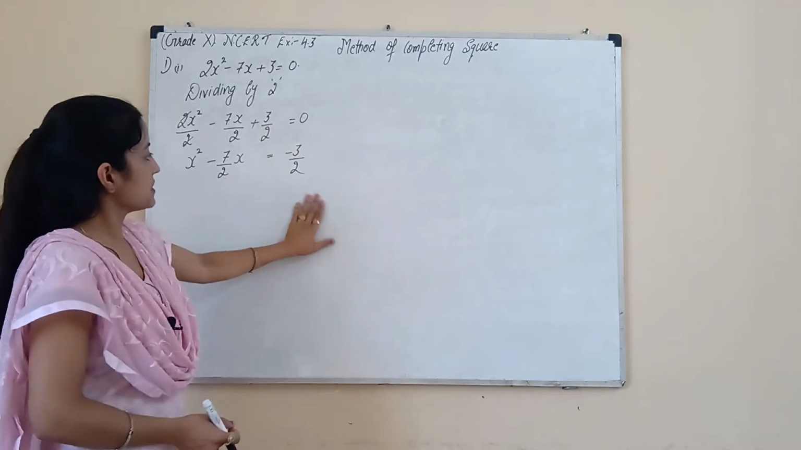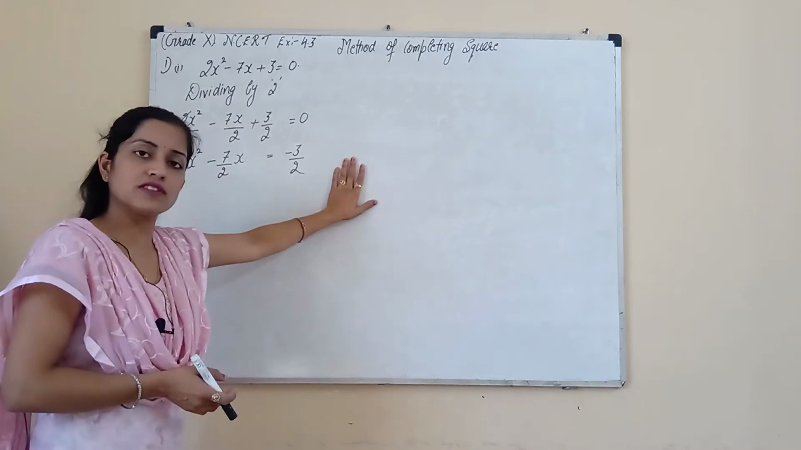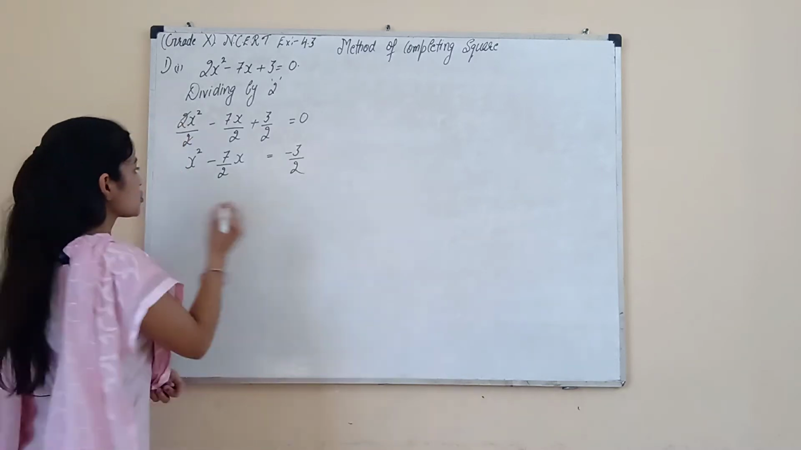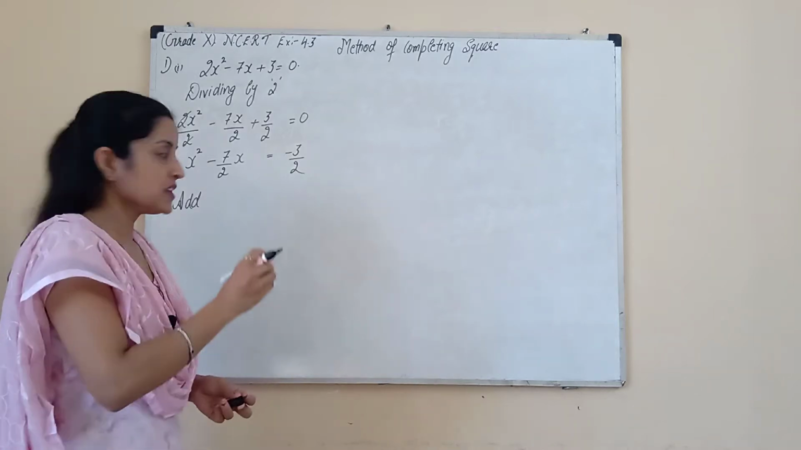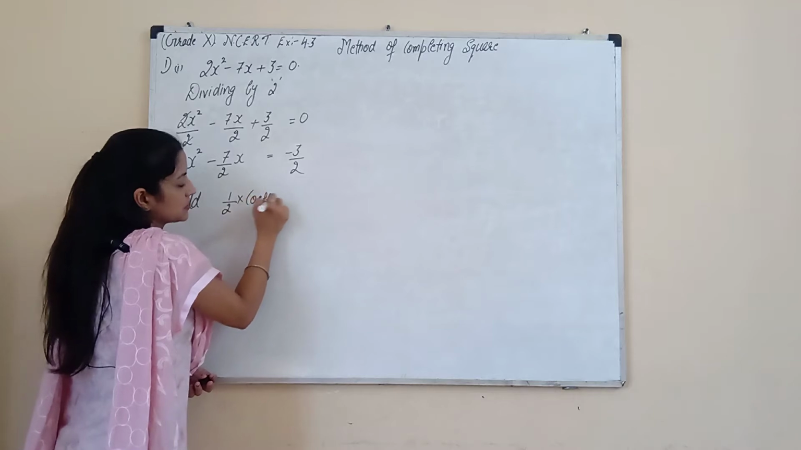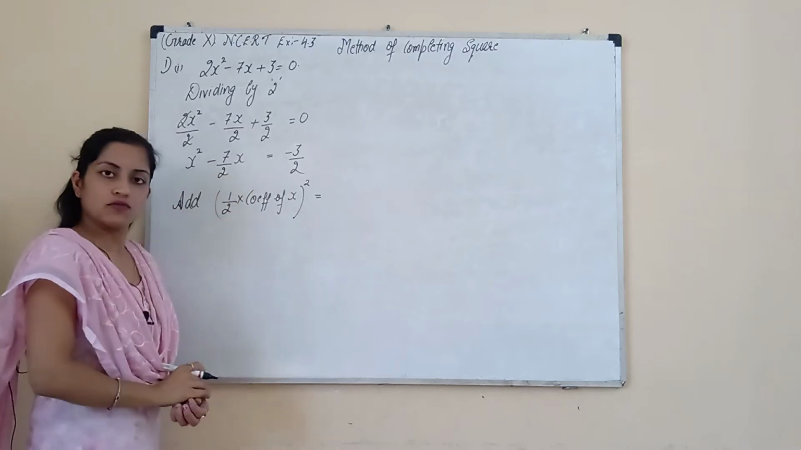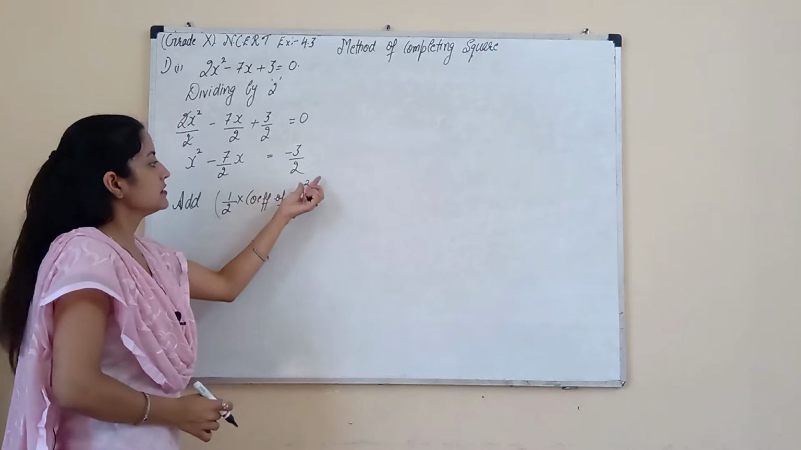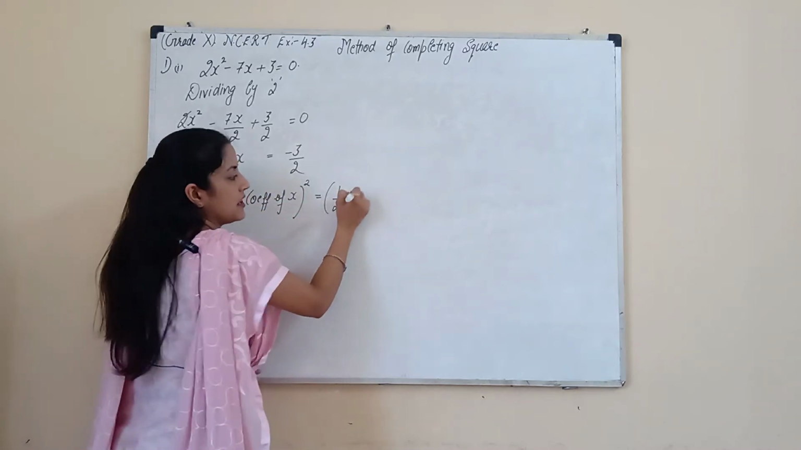So our next step is we have to add a term on the left side as well as on the right hand side. How do we find which term will come on both sides? We have a formula to find that term. Add half of the coefficient of x and the square of it. First of all, we have to check the coefficient of x, take half of that coefficient, and then square it.